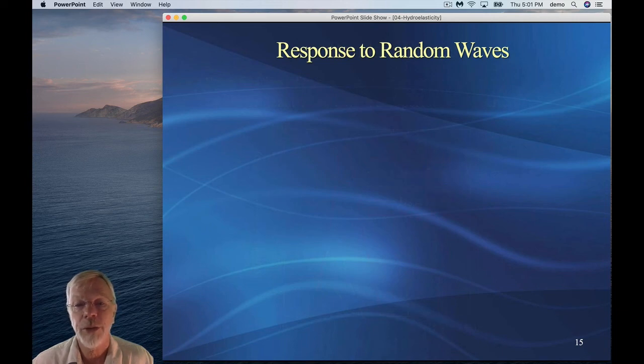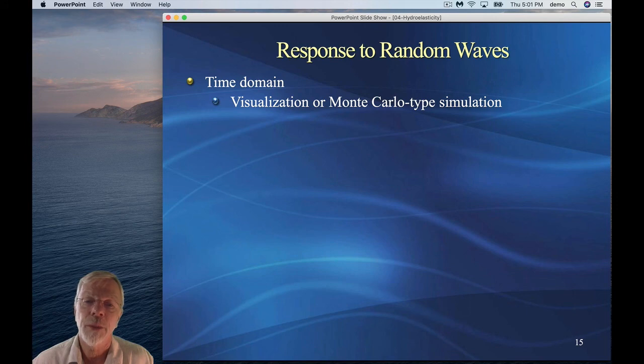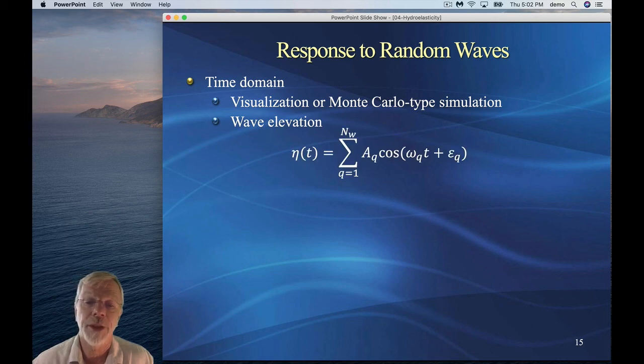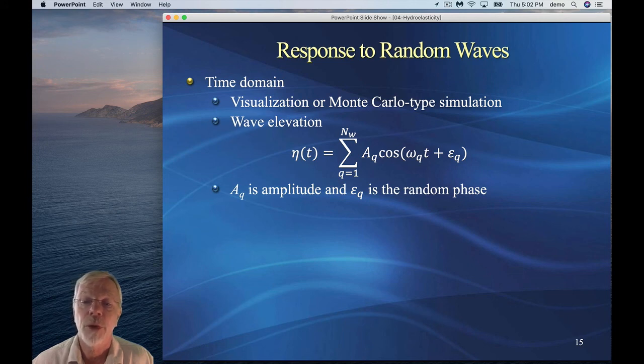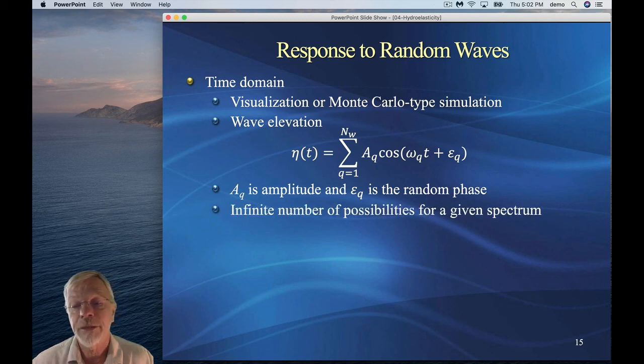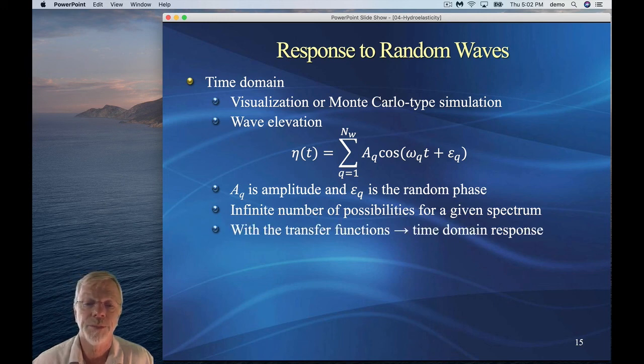So how do we calculate the response to random waves? Well, in the time domain, we may be interested in determining the response for visualization purposes or for some Monte Carlo type simulation. We can determine a wave elevation as a summation of multiple harmonic components. Here, A q is the amplitude for a frequency omega q and a random phase. For any given wave spectrum, there's an infinite number of summations that we could use to define a wave field. So with the transfer functions, we can then determine the time domain response once we have the wave heights here.